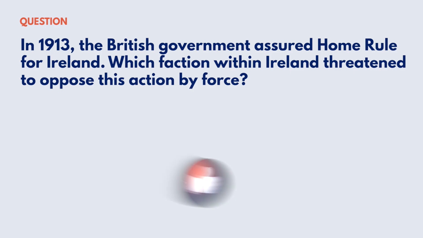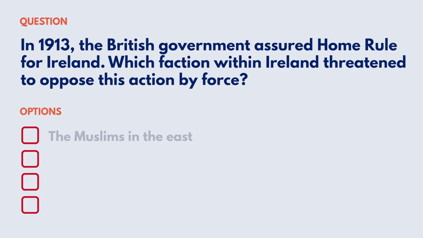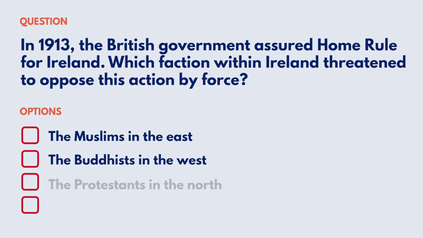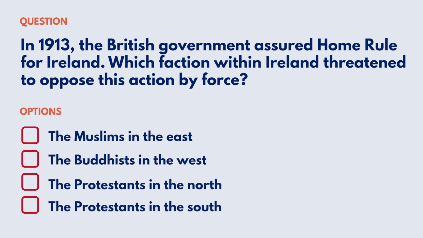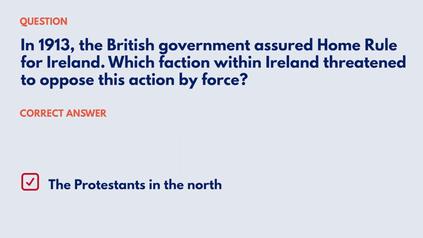In 1913, the British government assured Home Rule for Ireland. Which faction within Ireland threatened to oppose this action by force? The Muslims in the east. The Buddhists in the west. The Protestants in the north. The Protestants in the south. Correct answer: the Protestants in the north.